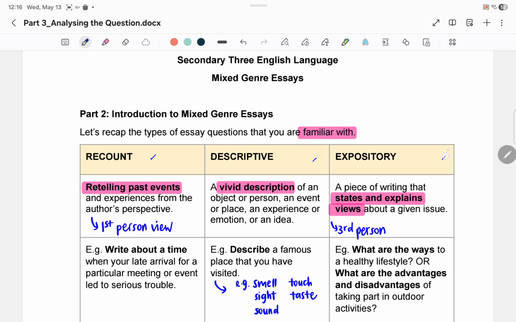Now the last one is what we have been doing a lot in secondary school, which is your expository writing, your discursive writing. This requires you to state and explain your views about a given issue. You can write about solutions, strategies, problems, advantages and disadvantages as well. So these are the main 3. When you see the words mixed genre essays, it's telling you that we are mixing 2 components together, and you're supposed to write an essay that addresses both equally, in a balanced way.